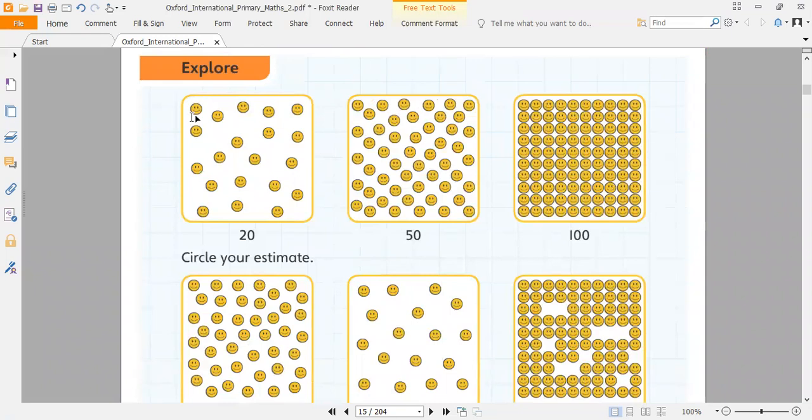Let's see what this is. 1, 2, 3, 4, 5, 6, 7, 8, 9, 10, 11, 12, 13, 14, 15, 16, 17, 18, 19, 20. These are actual things.